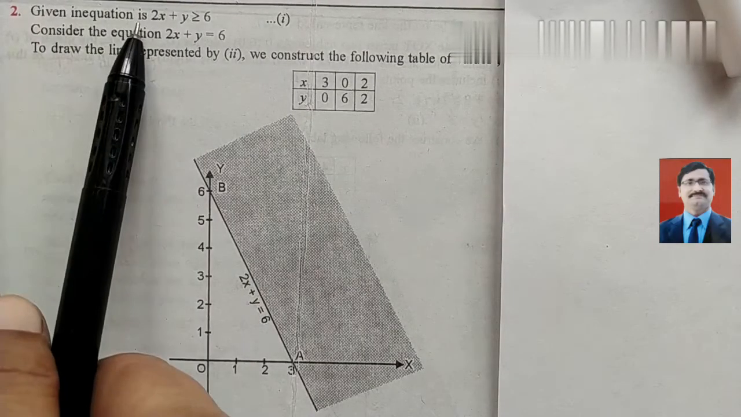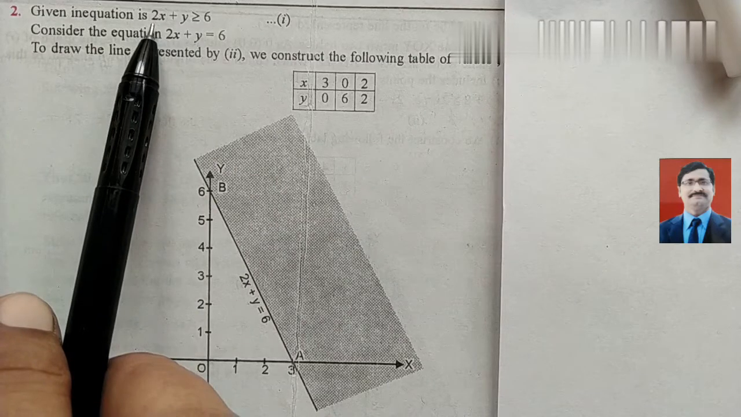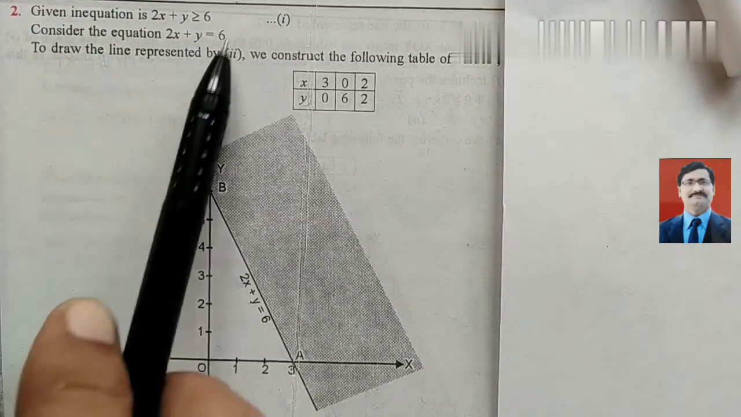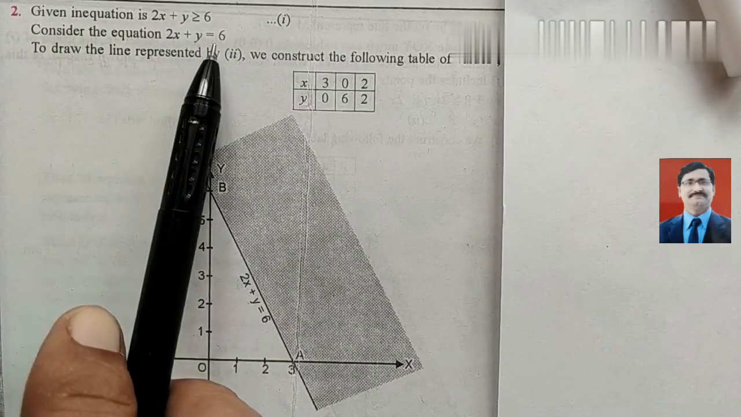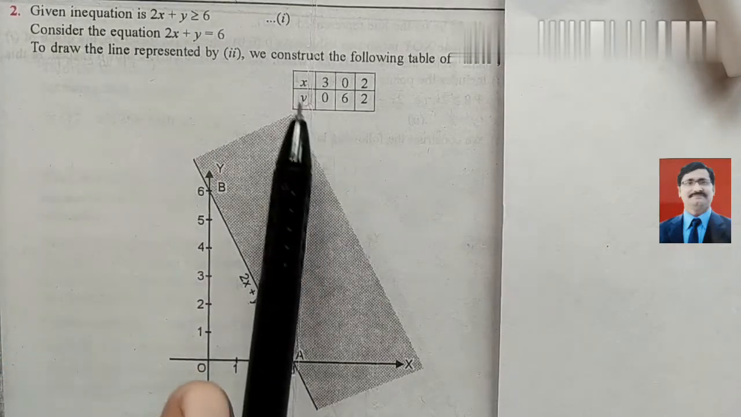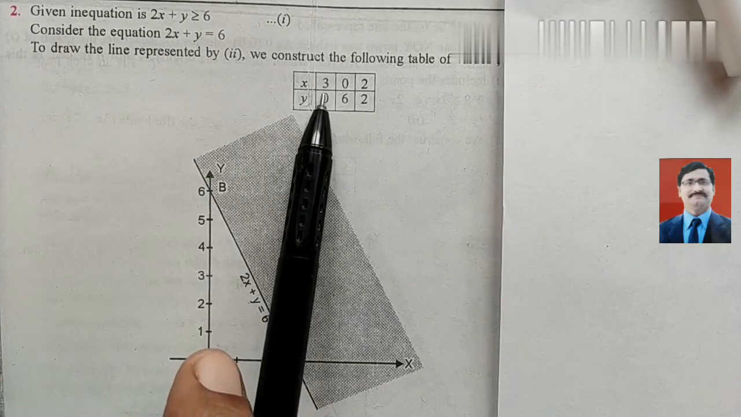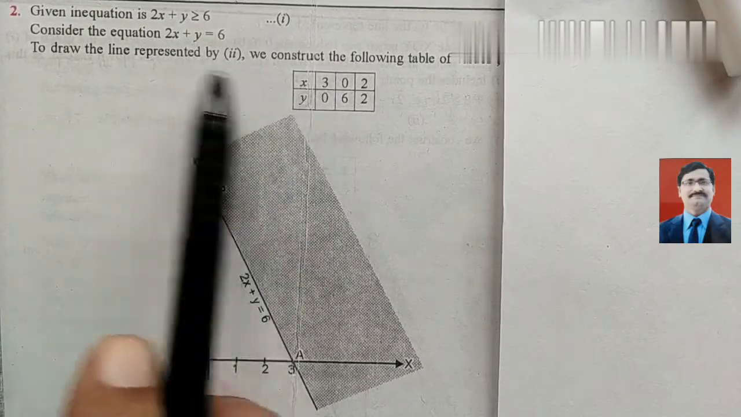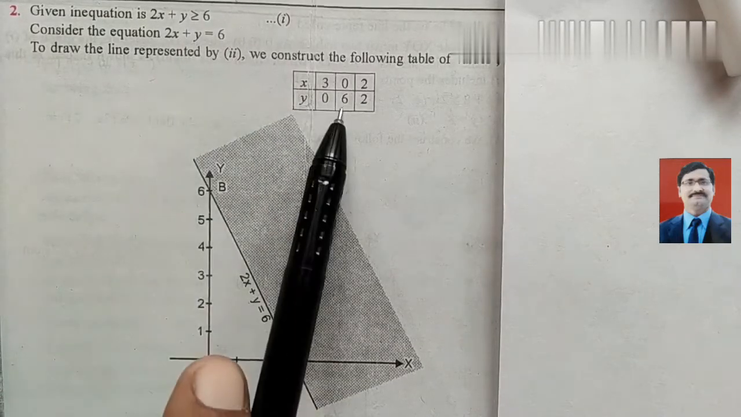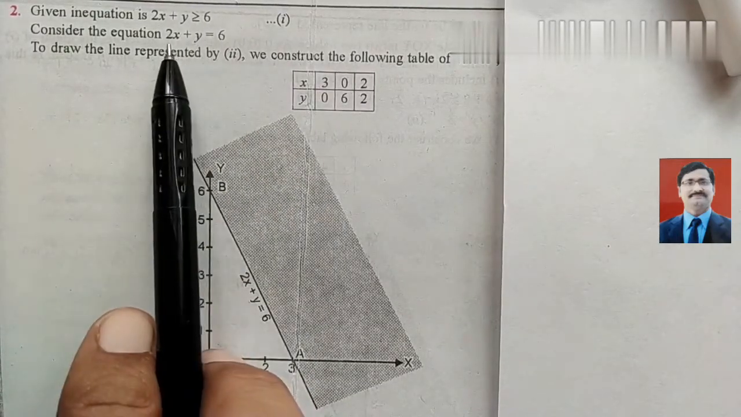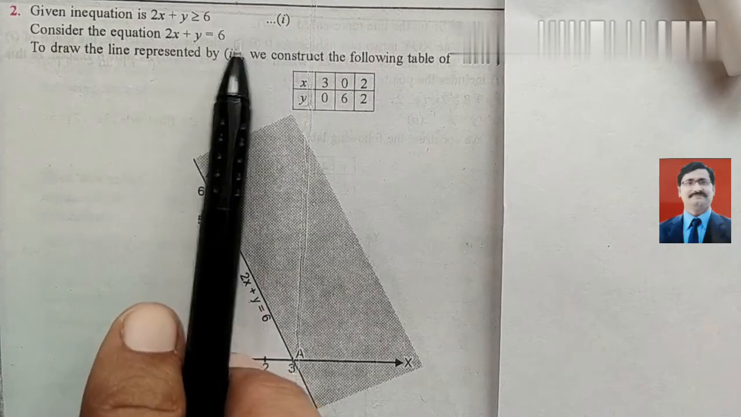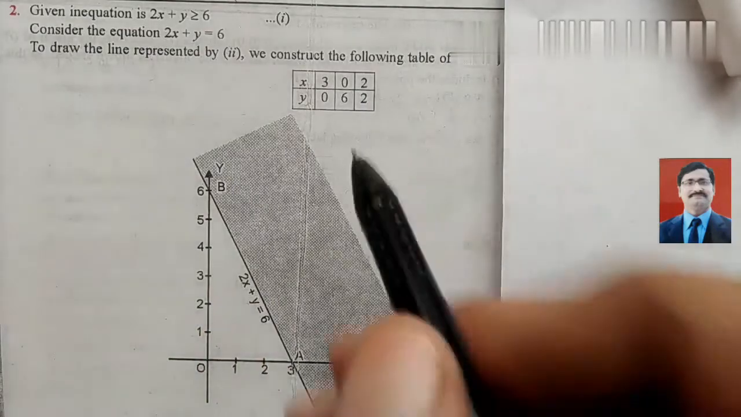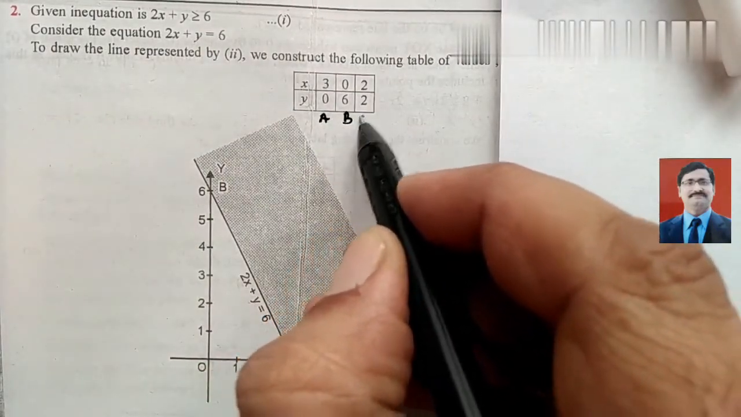Here the given inequality is 2x plus y is greater than or equal to 6, and we consider this equation 2x plus y equal to 6. We find the points x and y. In place of x we put 3, then we get y equal to 0, and in place of x if we put 0, y equal to 6. Now in place of x we put 2, we get 4, you subtract, you get y equal to 2. So we get these points, and we mark these points here as A, B and C.